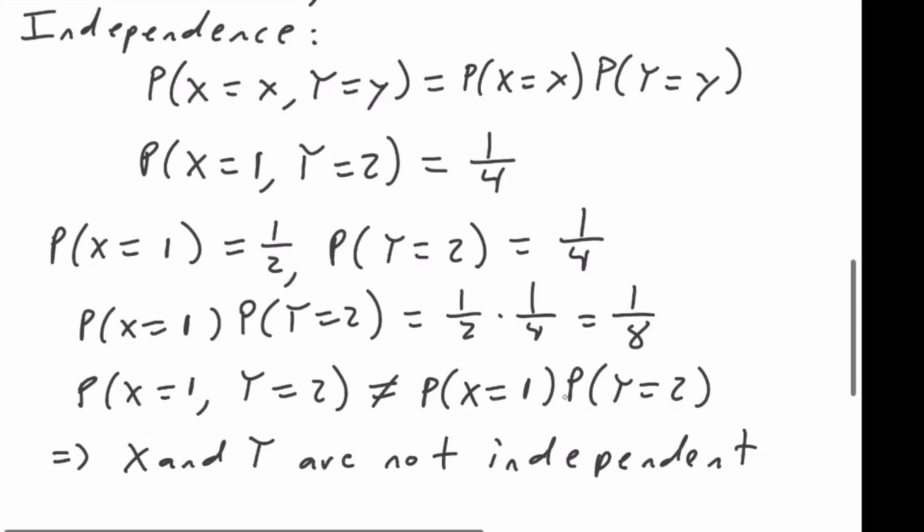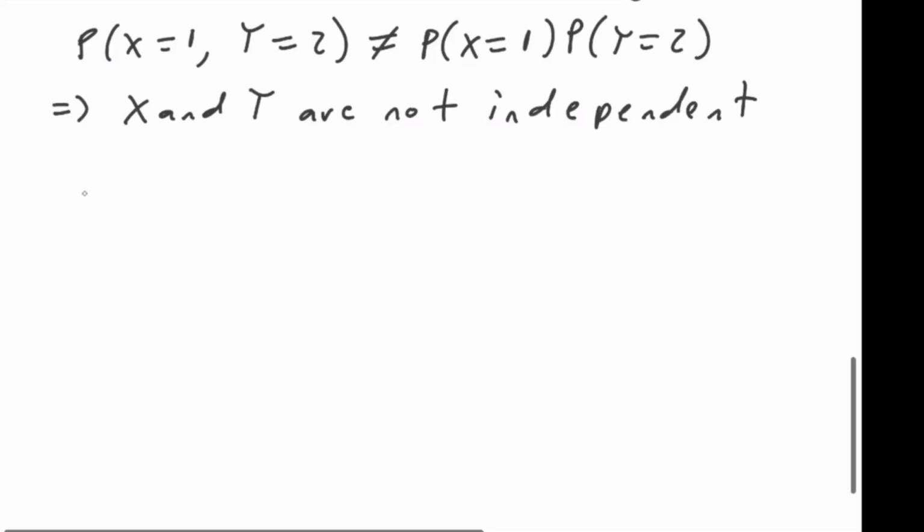So we're going to showcase this dependence through our correlation coefficient and covariance, right? Because remember, if they're independent, then their covariance is 0, but we're going to show that the covariance is not 0. So next, we're going to look at the expectation of x and y, right?